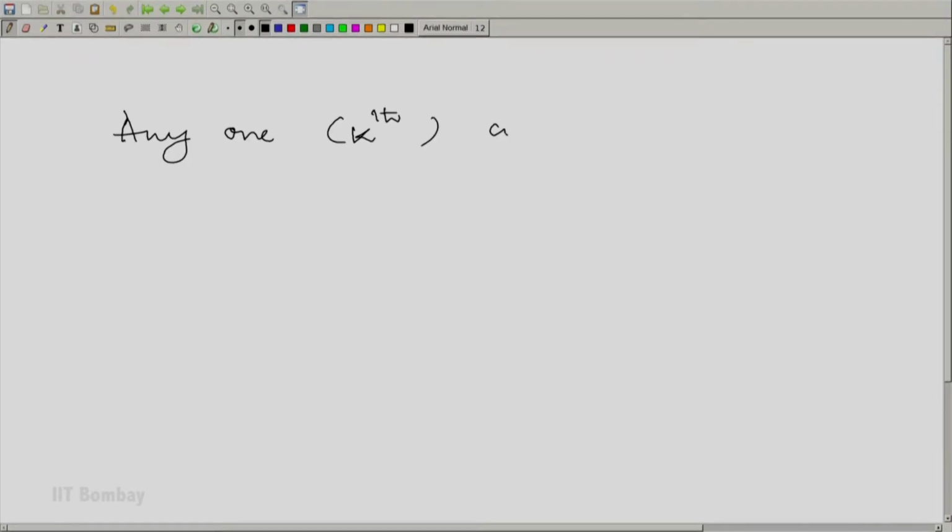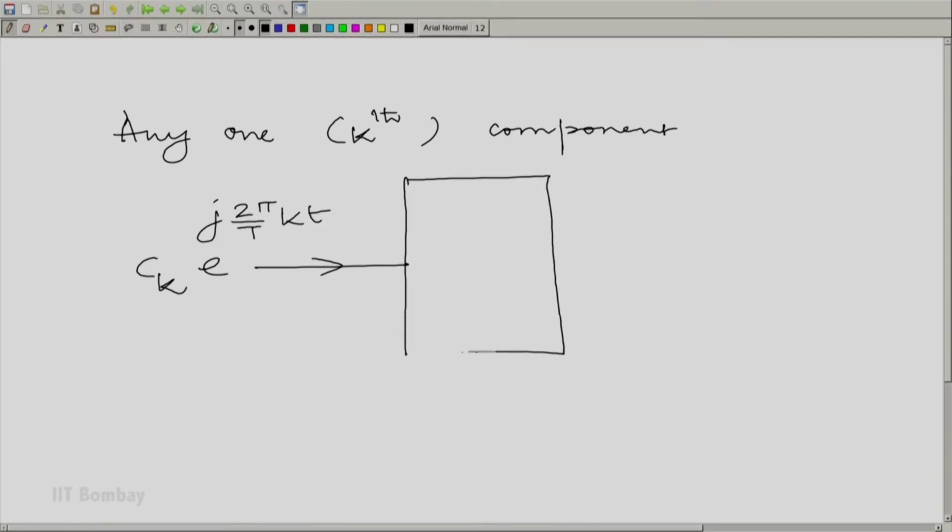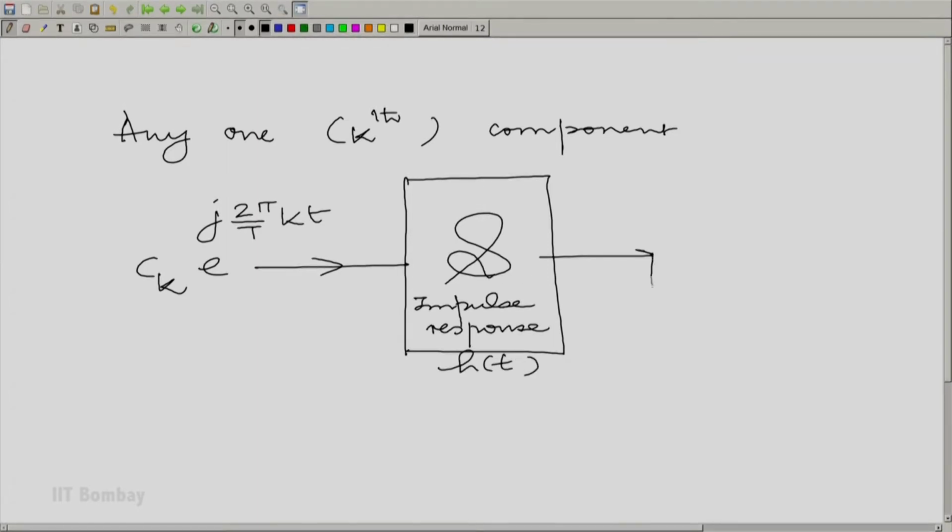So, let us use the linearity of the system. Let us take any one of those components first, the kth component to be specific, and give it to the linear shift invariant system S with impulse response h(t). Well, the output is very easy to calculate. In fact, you can calculate it by the convolution integral.